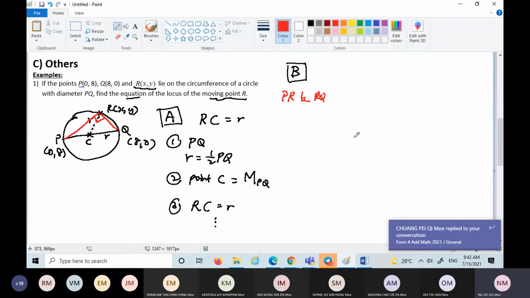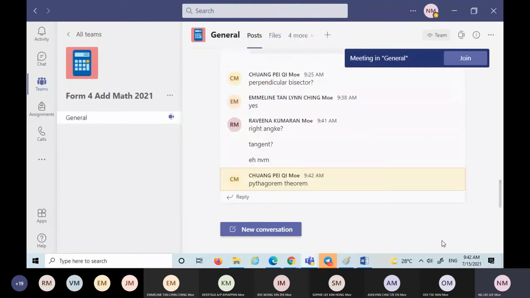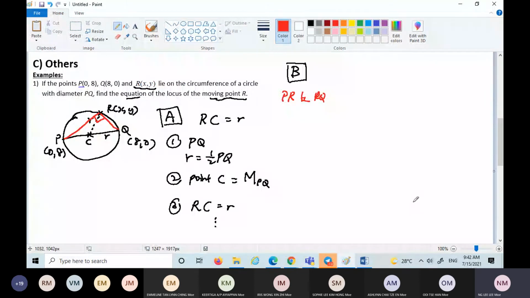Okay, for the second method. She says what? Pythagoras theorem. Let me think. She wants to use Pythagoras theorem. Pythagoras theorem means you need to know the length of this. The length of this, this one will be your method C already. I think this is more complicated there. So PR squared plus RQ squared is equal to PQ squared. Can also? No problem. So you see different methods.